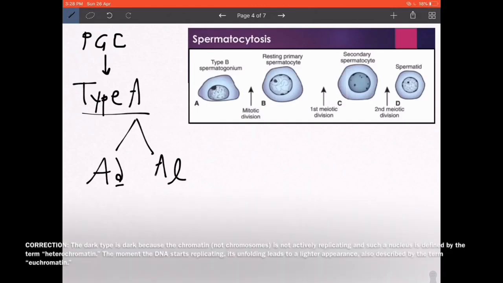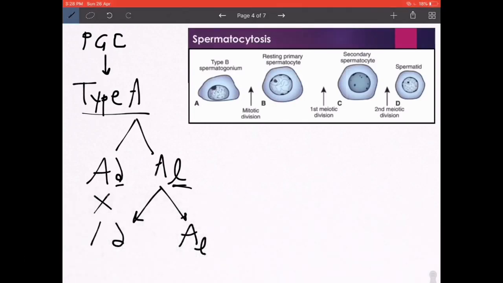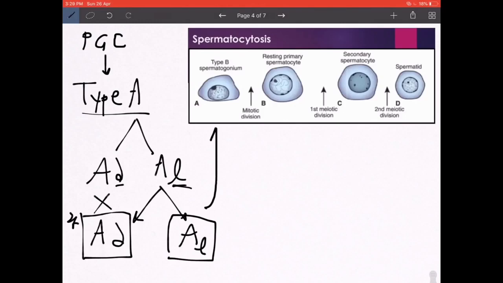Just remember that the dark appearance is because the chromosomes inside are folded and neatly arranged, which means this is not an actively replicating cell, and it starts becoming light because the chromosomes start unfolding, which means that it's an actively replicating cell. And eventually every light type A spermatogonium gives a dark and a light cell. So the dark cell stays in the stem cell reserve, while the type A light cell, after subsequent mitosis, becomes a type B spermatogonium. This again further undergoes mitosis to become a primary spermatocyte.